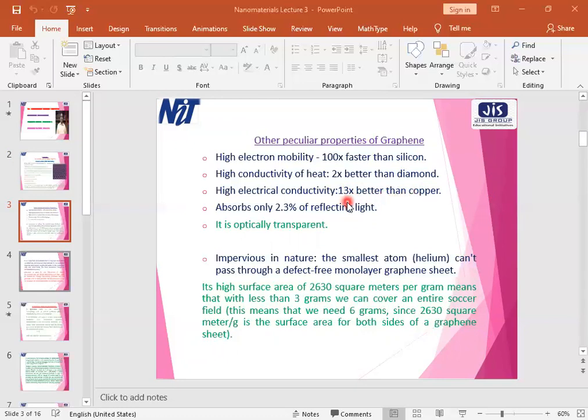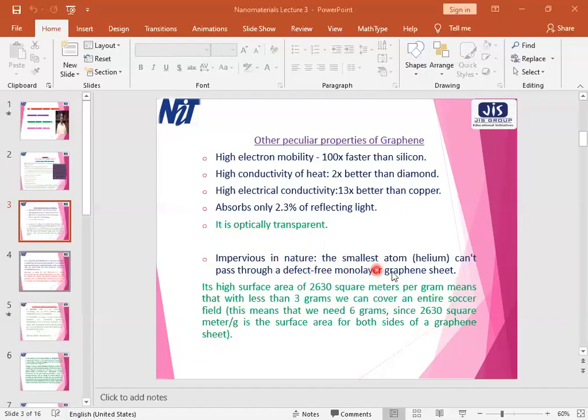And a very good thing about it is that it absorbs only 2.3% of the incident light; out of 100%, only 2.3% will be absorbed and the rest will be transmitted. So it is optically transparent. This graphene sheet is optically transparent. And also one very good thing about this is that it is impervious in nature.